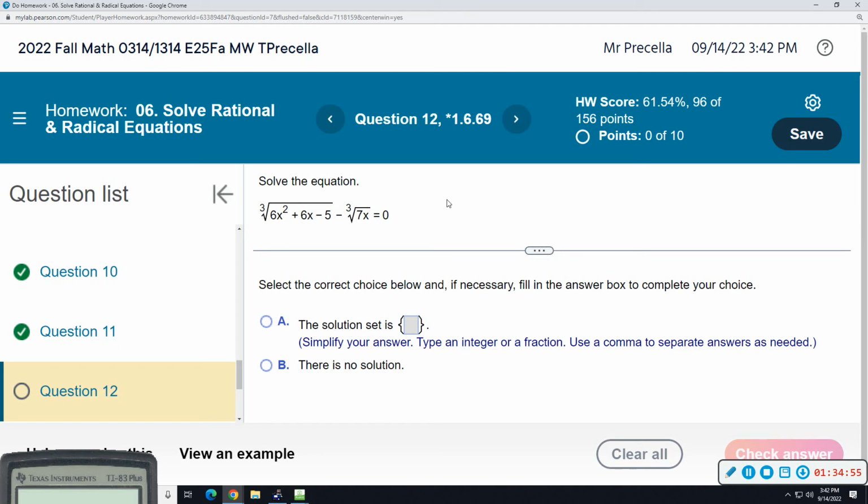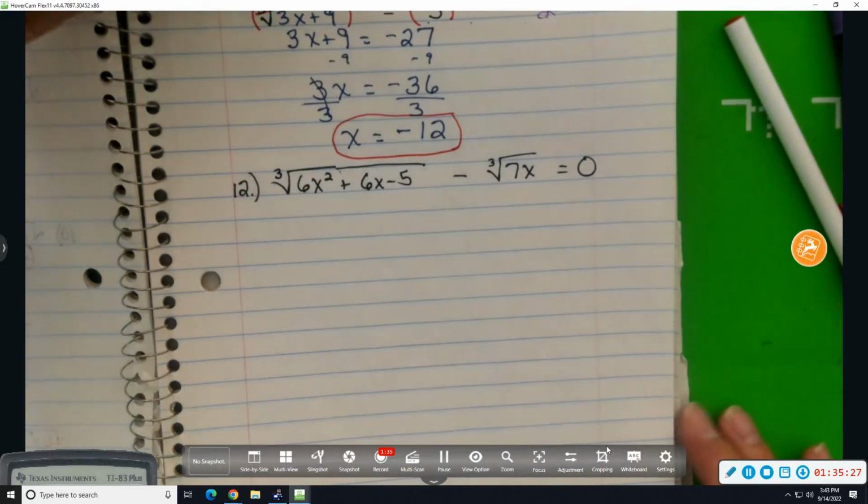Number 12. Cube root of 6x squared plus 6x minus 5, then a minus cube root of 7x equals 0. You can impress people with these if they don't know much math. Algebra. It looks pretty messy.